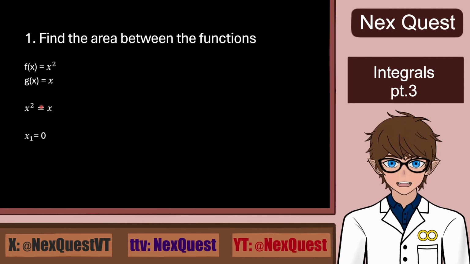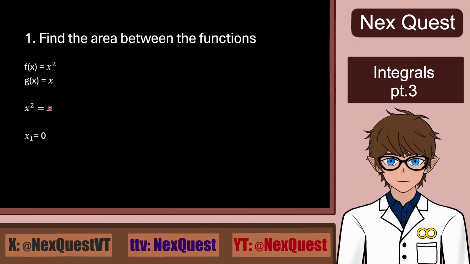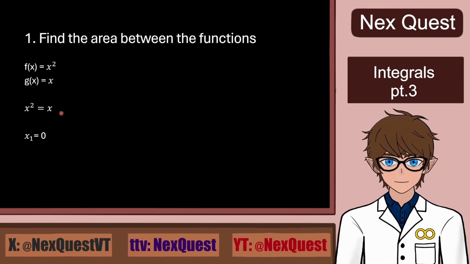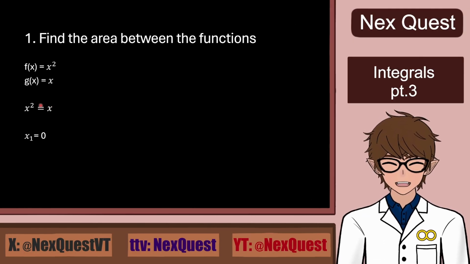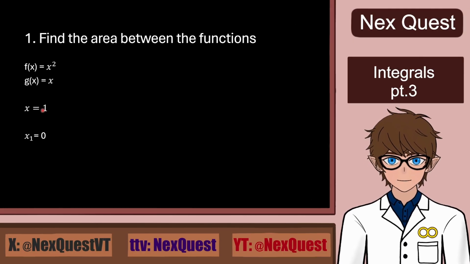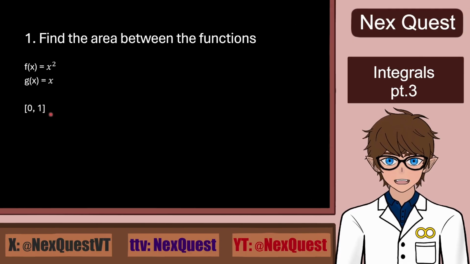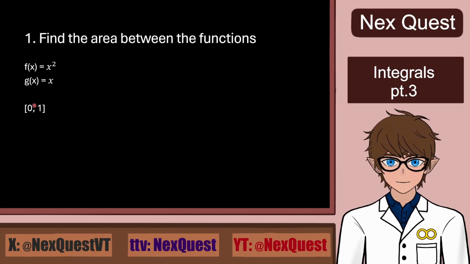Now that we have the 0 out of the equation, we can cancel out the x's on both sides, because we cannot divide by 0. But now that we know that the second x is not 0, we can. So we divide by that and we get x is 1. So our second x will be 1. This means that our interval is between 0 and 1. So this is the interval for the area.